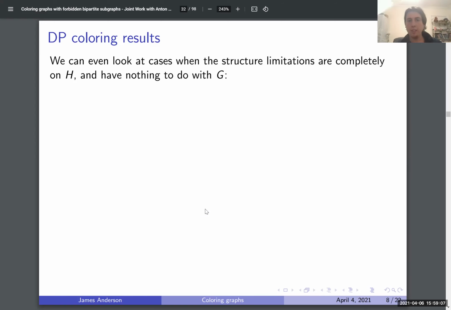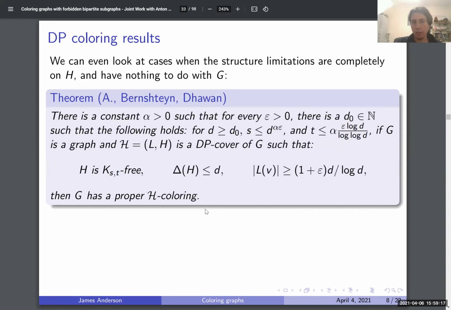And so we can even look at cases where the structural limitations are completely on H and have nothing to do with G. So for example, what we show is that, well, we're not going to have restrictions on G here. What we show is we have this constant alpha greater than 0, such that for any epsilon greater than 0, there's a D naught, such that the following holds.